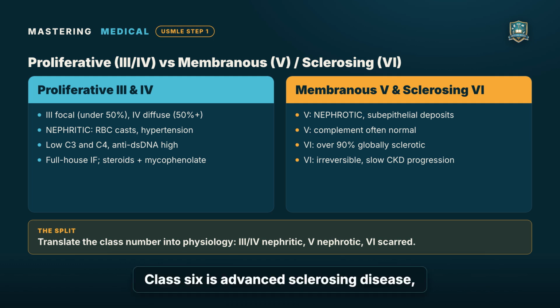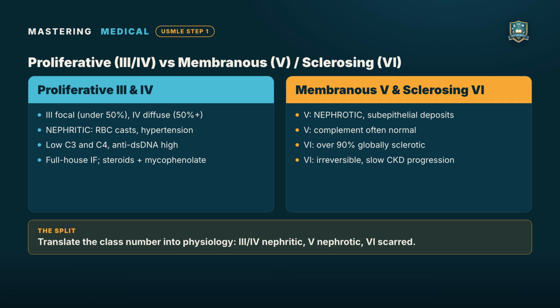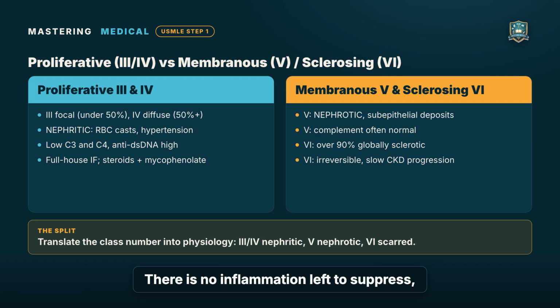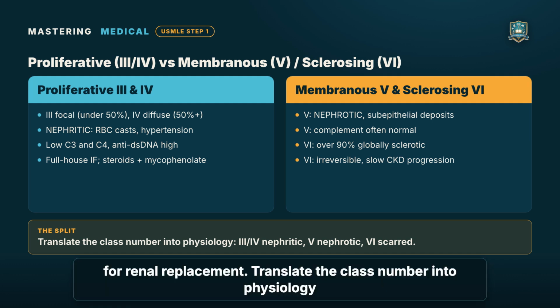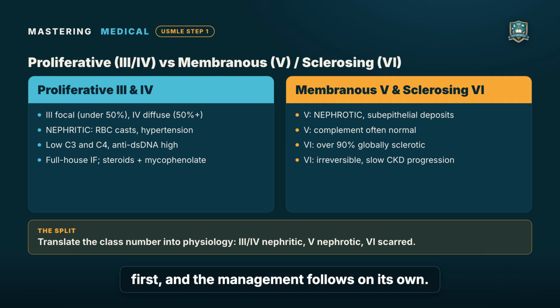Class 6 is advanced sclerosing disease. More than 90% globally sclerotic. There is no inflammation left to suppress, so management shifts entirely to slowing progression and preparing for renal replacement. Translate the class number into physiology first, and the management follows on its own.